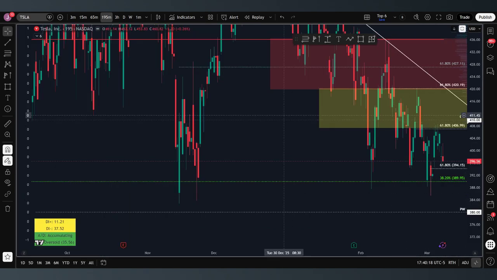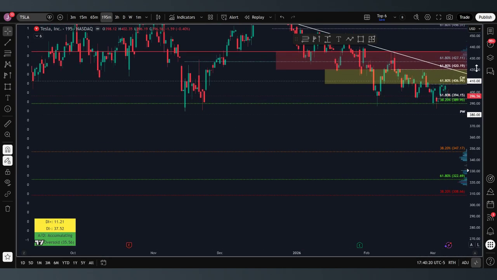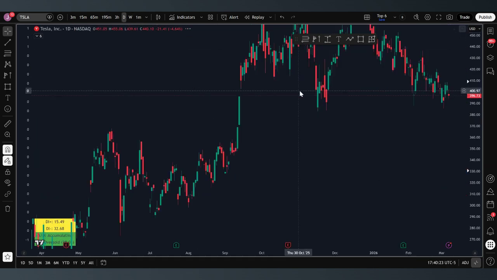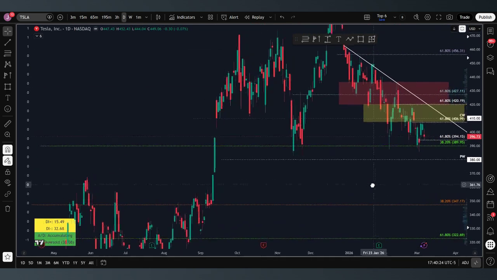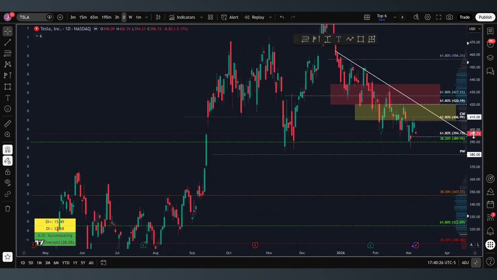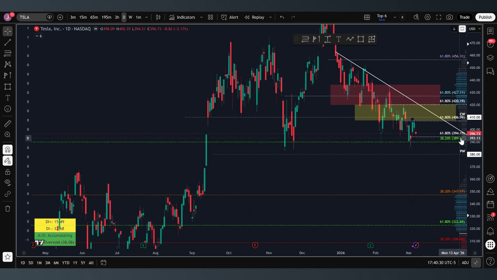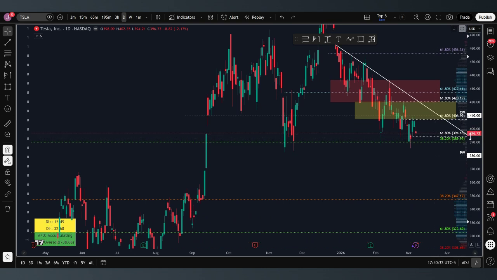Over into Tesla. Let's go Tesla daily. Tesla daily, you can kind of see us sitting on a shelf here at the fourth term 38.2 at 390, the trailing 61.8 here at 394.15. So this is our little supportive box for now.